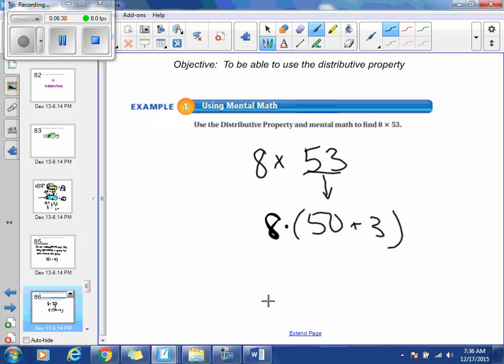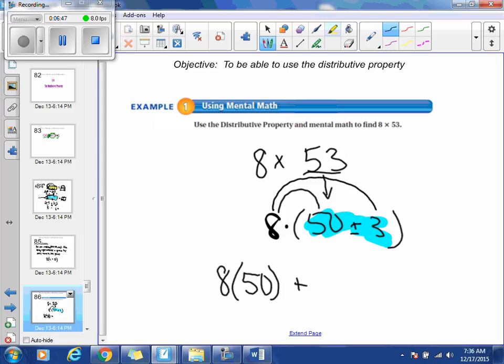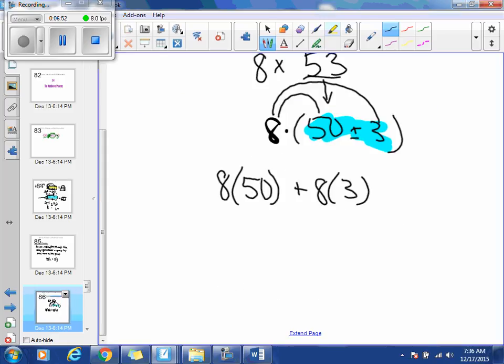Then we're going to take 8 times 53. We just wrote 53 in a different form. We wrote 50 plus 3. So first, we multiply 8 by the first term in the group. So we're going to take 8 times 50, right? And we have a plus sign here, we're going to distribute the 8 to everything else in the group. We're going to take 8 times 3.